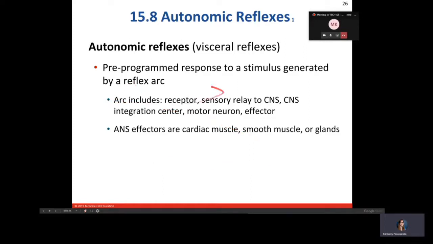The arc is going to include a receptor, some receptor out in the peripheral nervous system usually. Then the sensory nerve relays the information to the central nervous system, which could be the brainstem or the spinal cord, depending on where the reflex center is. Then the CNS integration center, as we said, is either the brainstem or the spinal cord. That integration center has that pre-programmed response, which is then sent out down the motor neuron to the effector, which, because it's an autonomic reflex, is going to be either cardiac muscle, smooth muscle, or a gland.